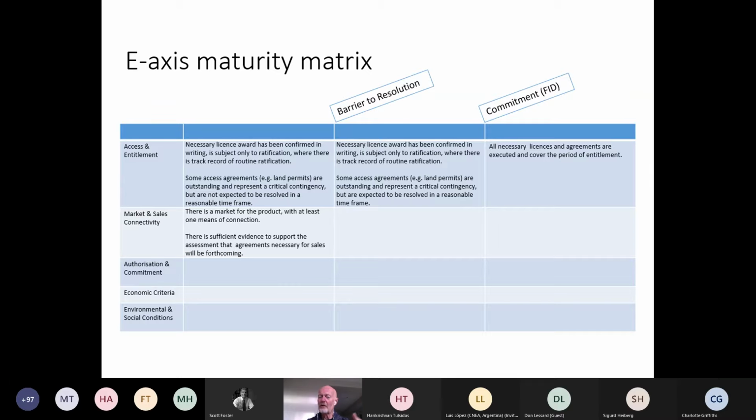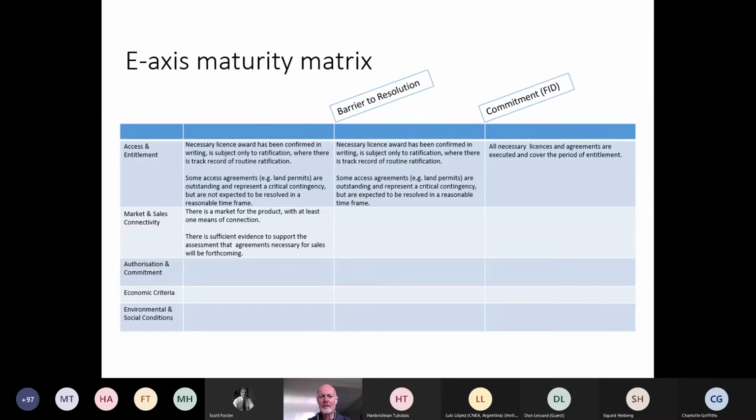Do you have authorization and commitment from local governments and the local society? Does it meet economic criteria? And does it meet economic and social conditions? And then you can see that for each of the 3 buckets that we looked at on the E-axis maturity, we've got criteria that need to be met to be able to progress those forward. And you can see the words there that just briefly describe some of the needs.